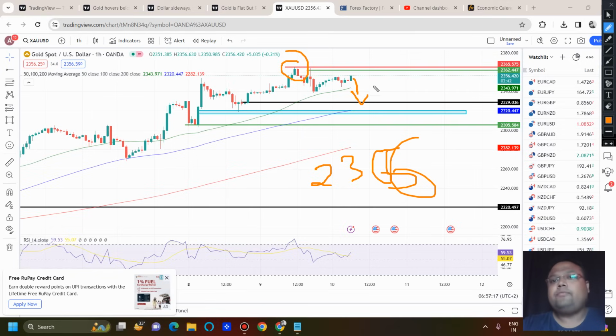So if gold breaks 2365, 2366, then wait for at least 30 minutes to 1 hour just to see what the market is doing. If you see that the candle is good, candle is strong, then only go for a buy position. And personally, I will not buy. I just have a buy limit at 2329. That's it. I will not go for any buy stop, any buy breakout today, at least before the news. And I will be removing 2329 just before the news, because 2329 will not work at the time of news.